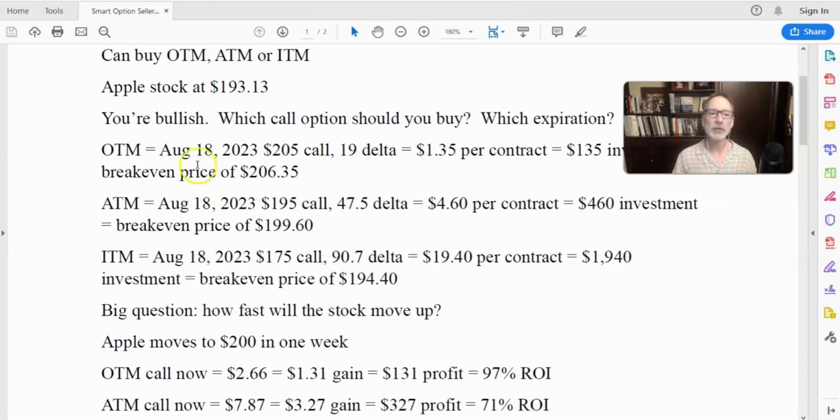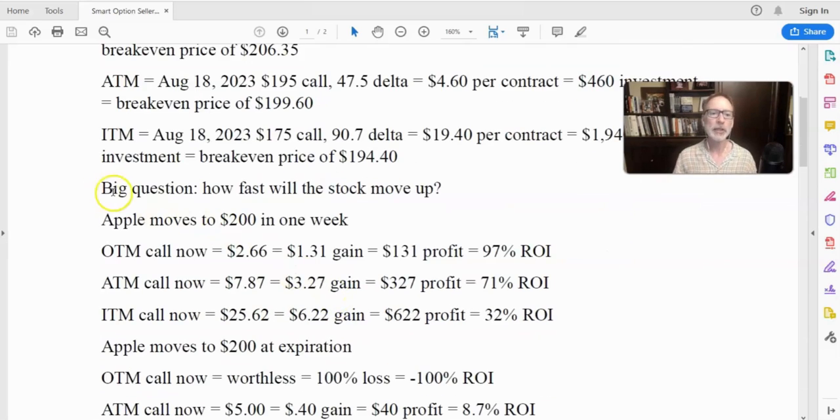So at first glance, you're thinking, what would give me the best opportunity to win if Apple's going to move higher? Well, we see right here that the break even for the in the money option only has to go up to $194.40. Apple can do that in half an hour. Okay. But outside of that, let's start to look at some more numbers here.